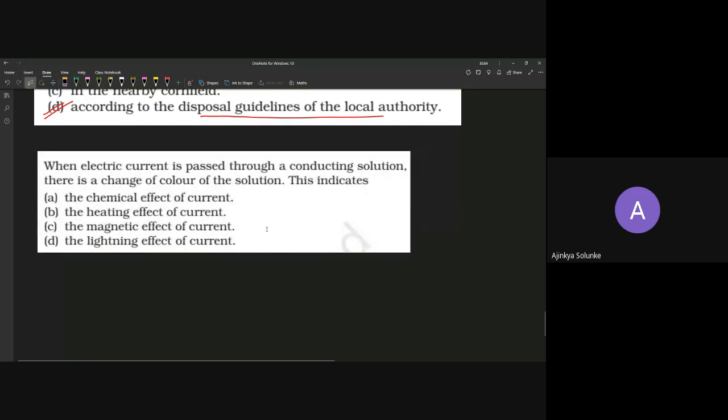When electric current is passed through a conducting solution, there is a change in the color of the solution. This indicates the chemical effect of electric current, heating effect of electric current, magnetic effect or lightning. See, this is going to be super simple. It's the name of the lesson, so I think it should be easy for you. It's chemical effect of electric current, right? It's the name of the lesson, so not that hard.